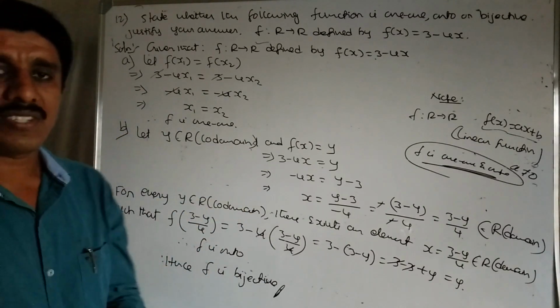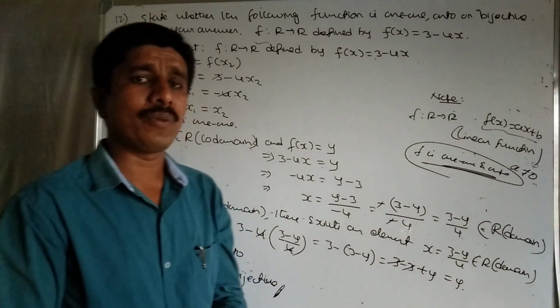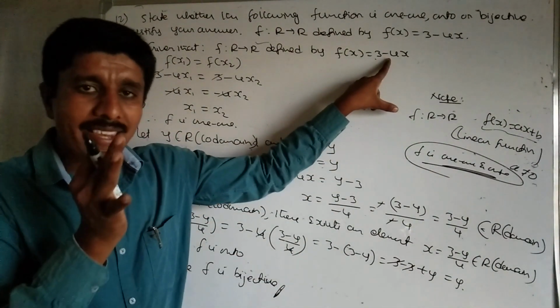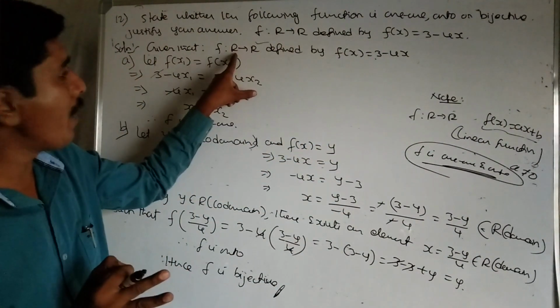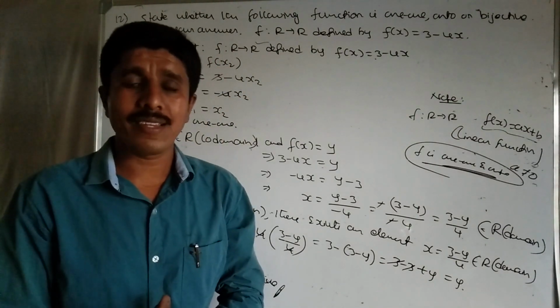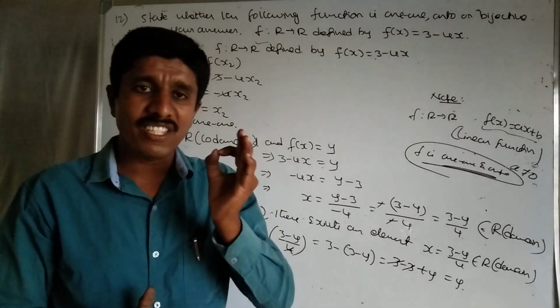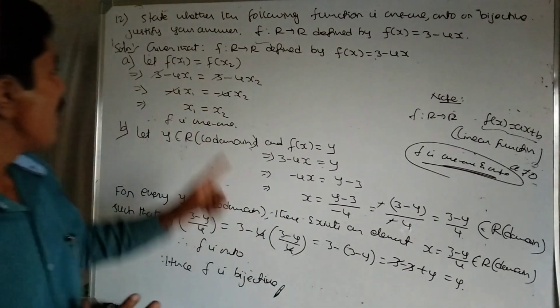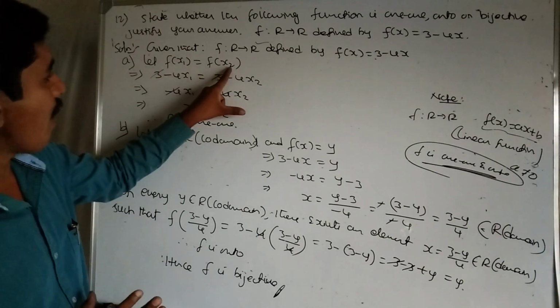A bijective function is both 1-1 and onto. Mind it, the given function is a linear function and clearly the domain is the real numbers. Given that the domain is real numbers and the function is linear, such a function will be both 1-1 and onto. Let's take f of x1 equal to f of x2.